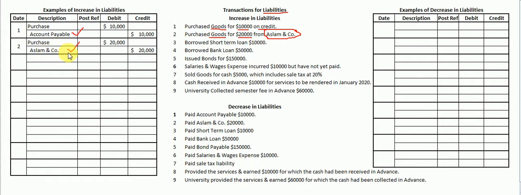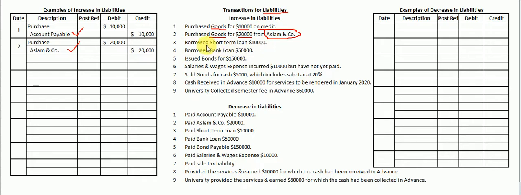So very briefly, dear students, why is the accounts payable account credited? It is an increase in liability. Again here, why is Aslam & Co credited? Increase in liability, right? Okay, now transaction number 3, borrowed short-term loan $10,000.